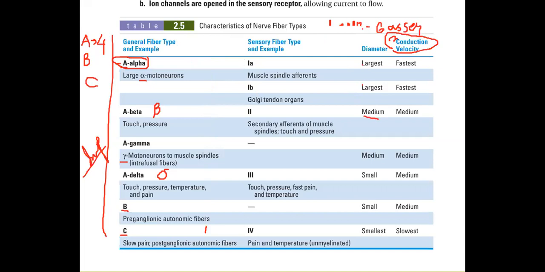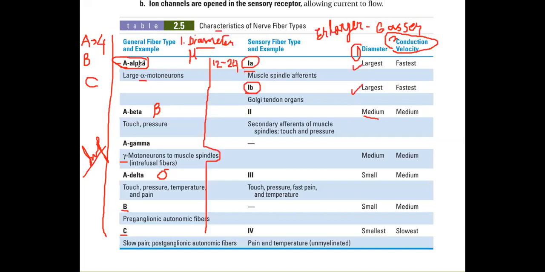A is further divided into four: A alpha, A beta, A gamma, and A delta. They are divided on the basis of their diameters and conduction velocities, and also their locations to which they are giving their fibers. So do not confuse at this level. A alpha is further divided into two, 1A and 1B.